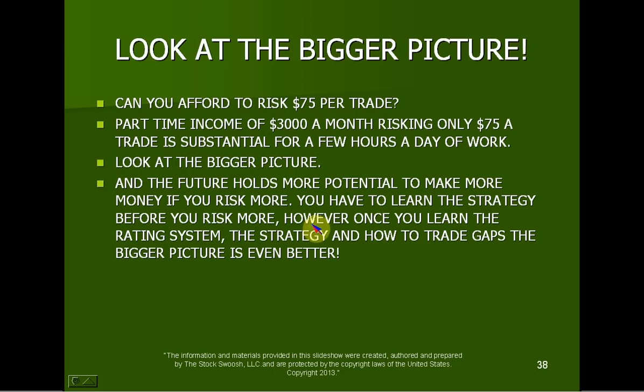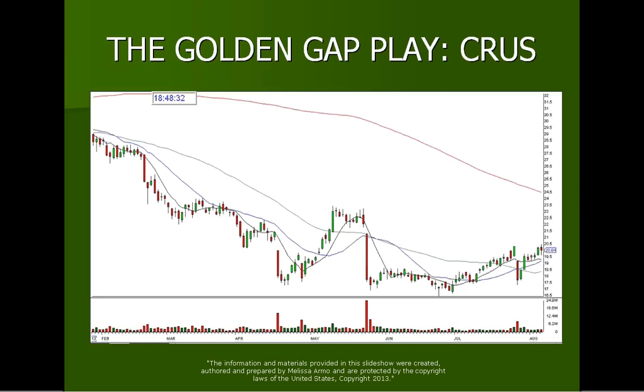So look at the bigger picture. Can you afford to risk $75 per trade? Part-time income of $3,000 a month, risking only $75 a trade, is substantial for a few hours a day of work. You can't even get a job like that anywhere part-time. They won't even pay you like that. Look at the bigger picture. The future holds more potential to make more money if you risk more. Of course, you have to learn the strategy before you risk more. However, once you learn the rating system and how to trade gaps, the bigger picture is even better. So what's the bigger picture?